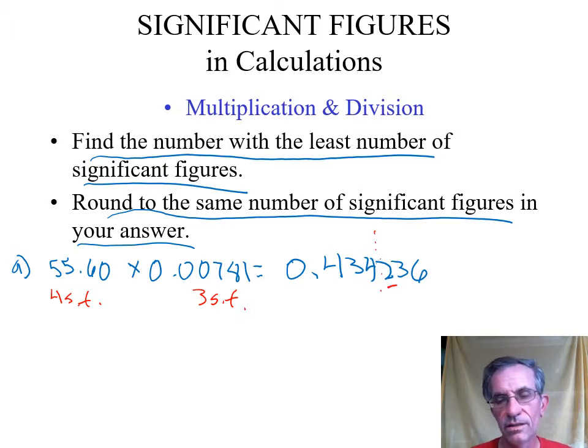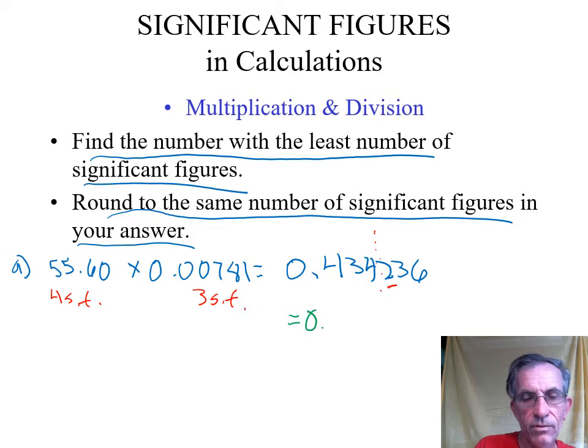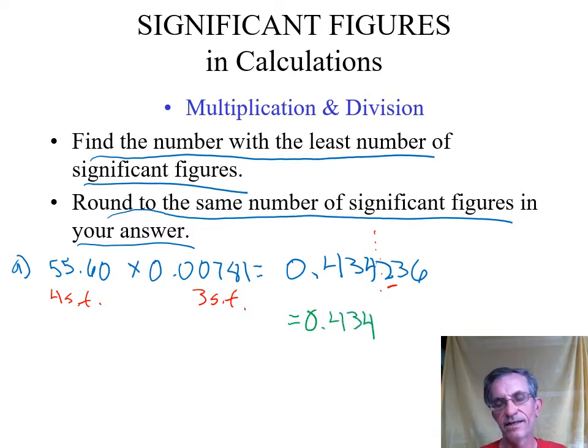Now this is a 2. So we'll leave that 4 alone. So it's going to be rounded correctly, 0.434. Look at how many sig figs I gave you. You keep the least amount in your answer.